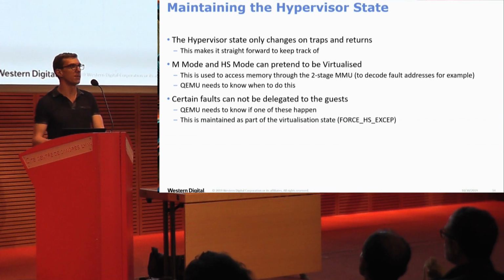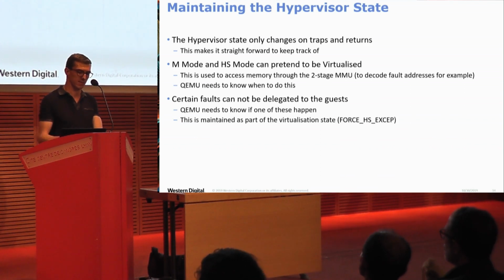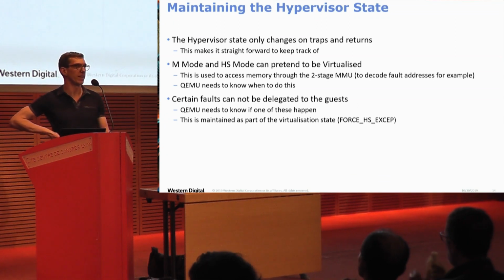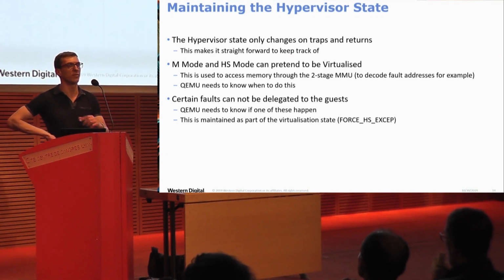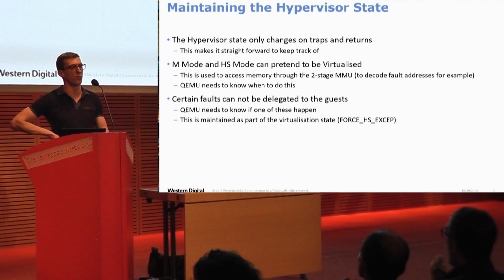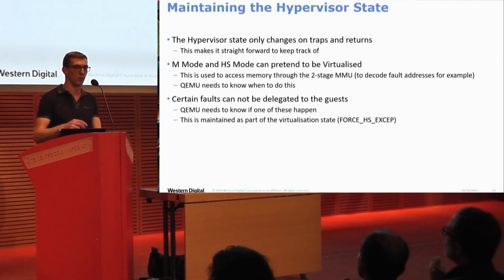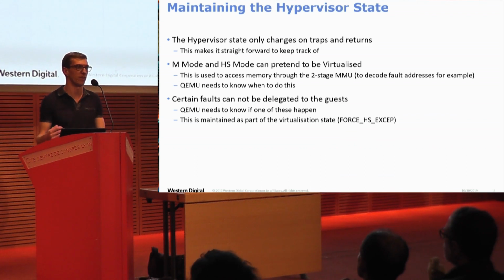And we also need to be able to delegate faults to guests. So there's some faults that no matter what the delegation settings are, we have to fault to the hypervisor. And so the way QEMU works is a second stage fault in the two-stage MMU lookup has to fault to the guest. So that happens in the TLB fill, which is very different to where we handle exceptions in QEMU code. So we somehow have to maintain the state between those two.